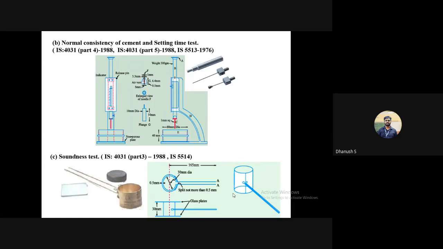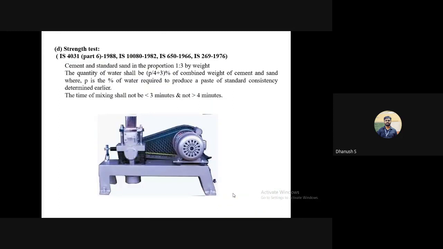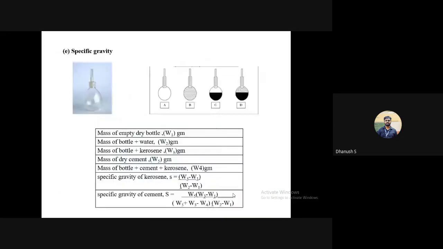Okay, so moving on to the next test, we do something called a strength test. Or I'll finish specific gravity and I'll come back. So does anyone know what specific gravity is?